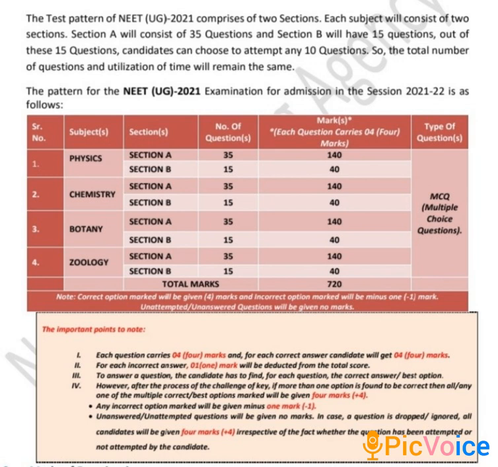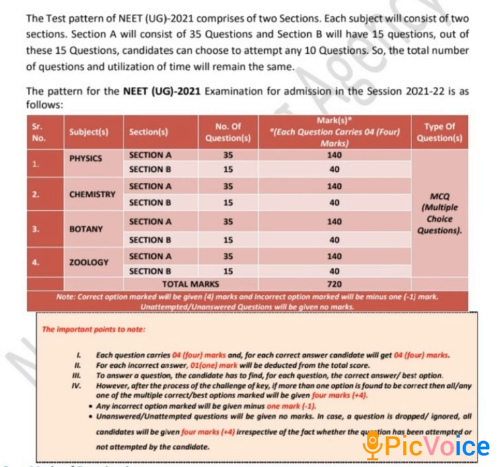To answer a question, the candidate has to find for each question the correct answer or the best option. Unattempted or unanswered questions will not have any negative marking. Negative marking is for the wrong answers: the right answer gets 4 marks, and for each wrong answer, 1 mark will be deducted from the total score.